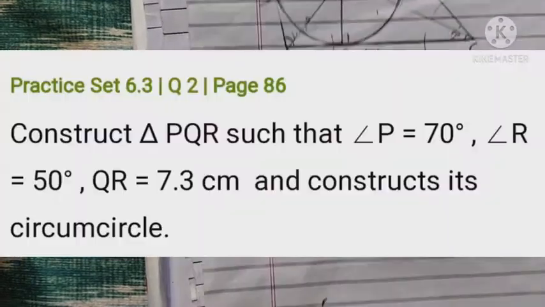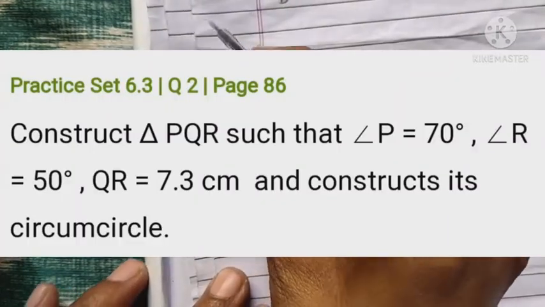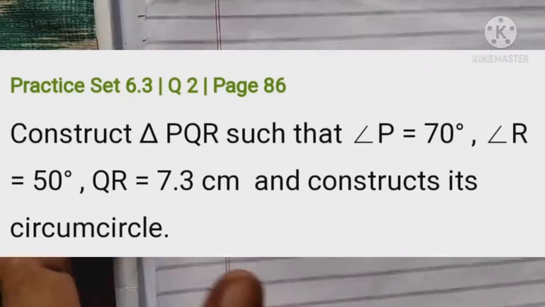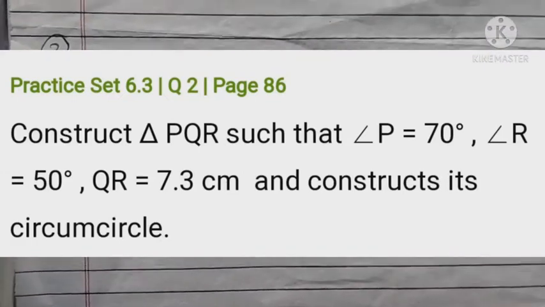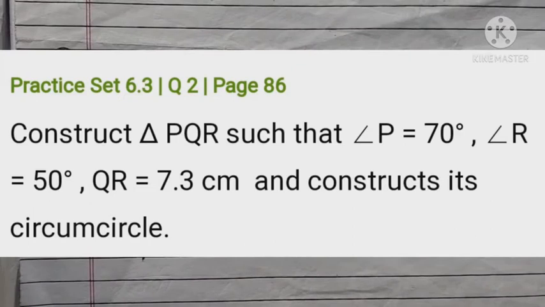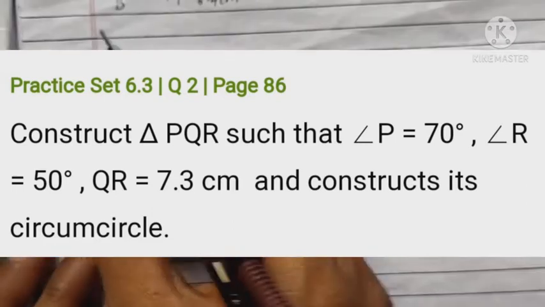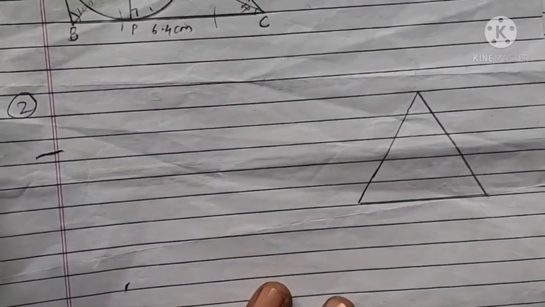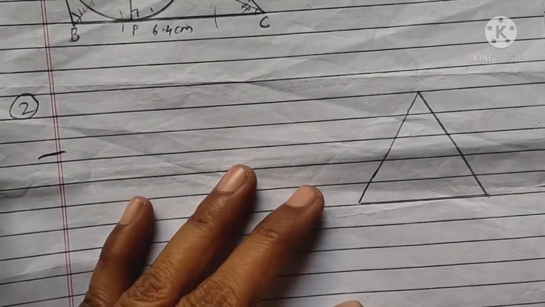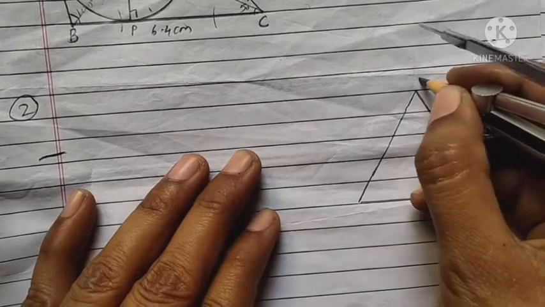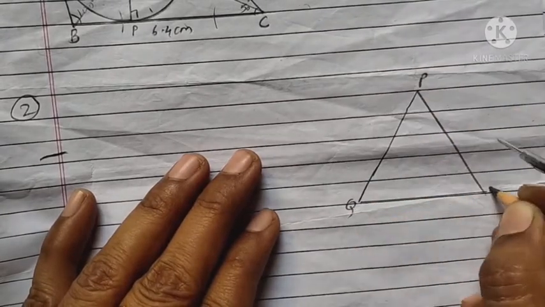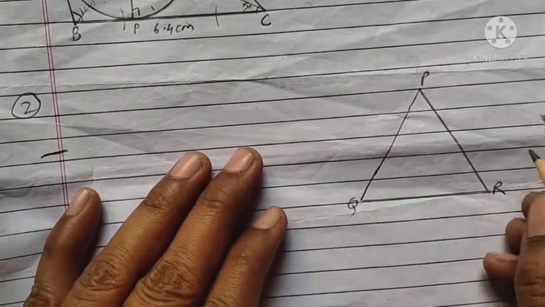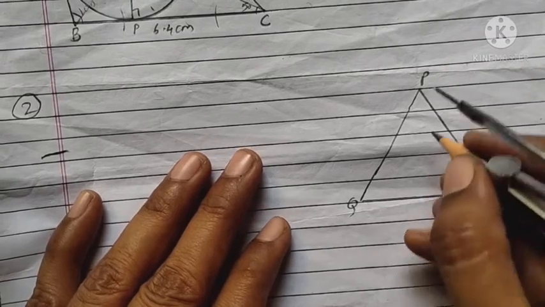Now move to the next, that is question number 2. Question number 2 is based on circumcircle. First of all, draw the rough figure. Question number 2 is: construct triangle PQR such that angle P is 70 degrees. So here in question number 2 we have to construct triangle PQR. In that, angle P is 70 degrees.